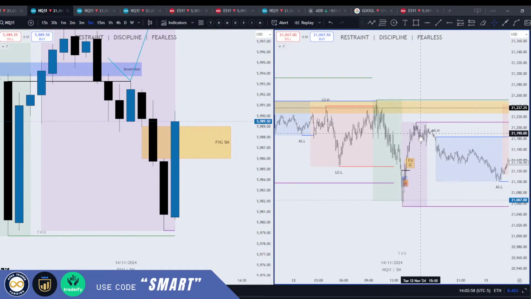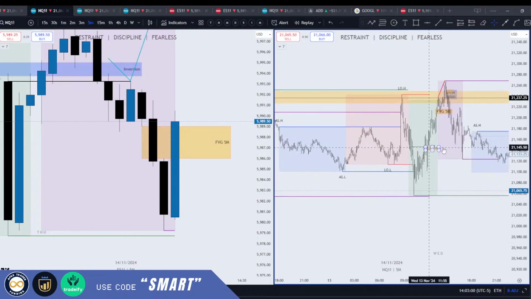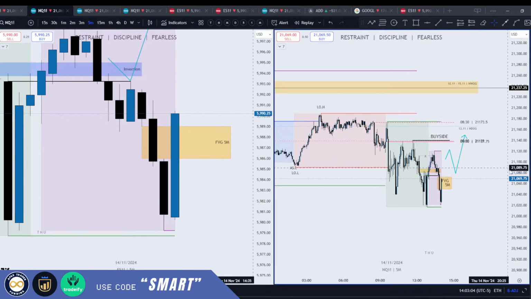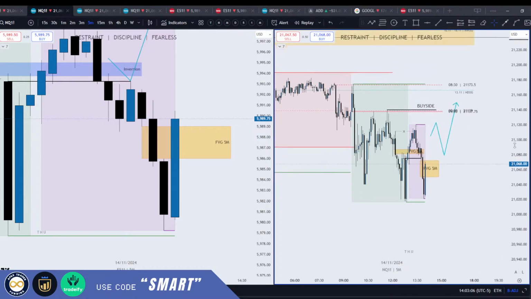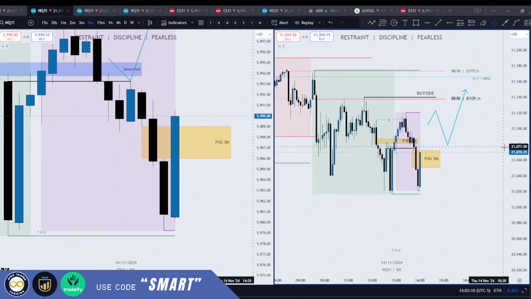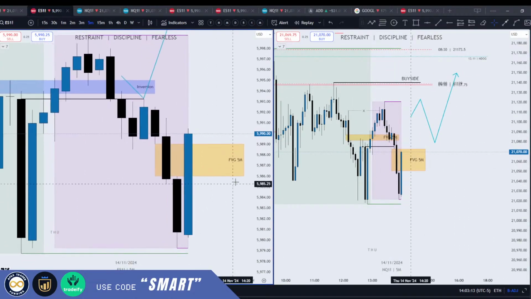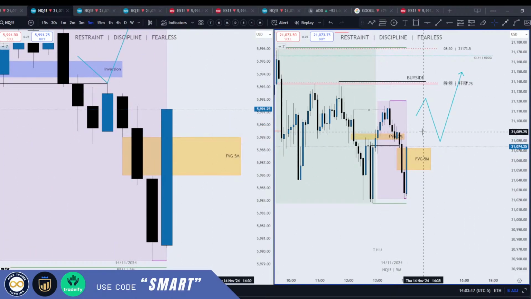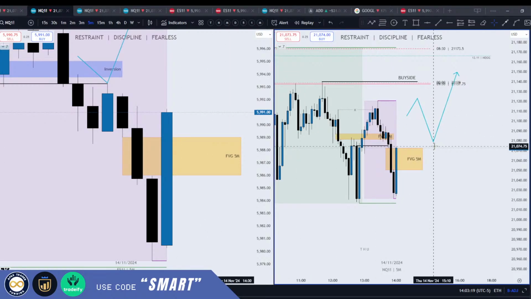PM is purple. PM is much weaker than AM, and that's how I like to operate. You want to dedicate all your time and focus on one session, and try to maximize your tape rating or anticipation, how you trade that session, because every session trades differently.